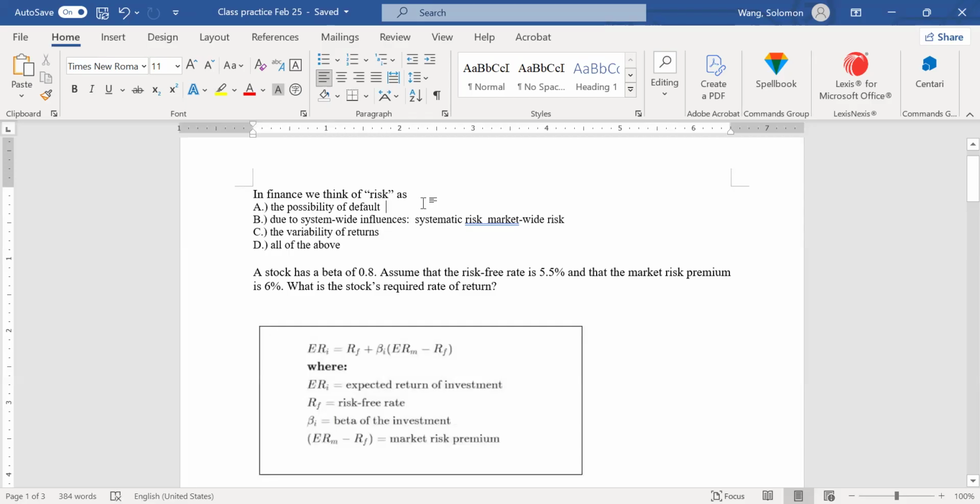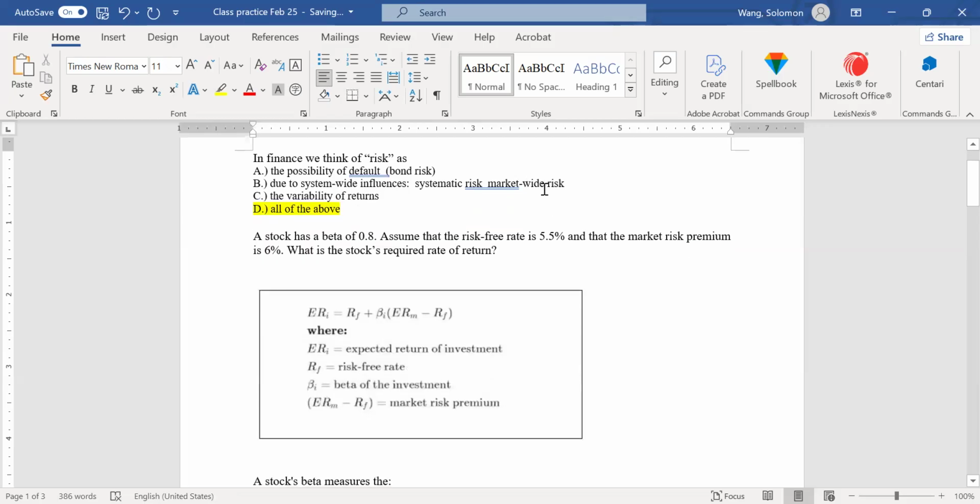The first one is more like for bond risk, related to default of the company, bad financials, and the second one is for the stock risk. It's related to the market, and also the variability of returns, no matter for bonds or stocks, are all risk. So the correct one should be D.